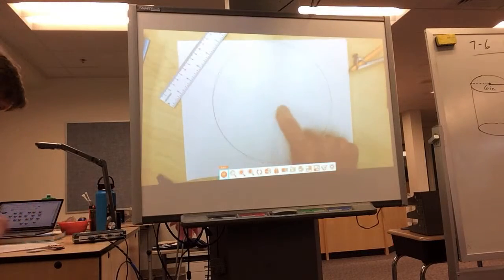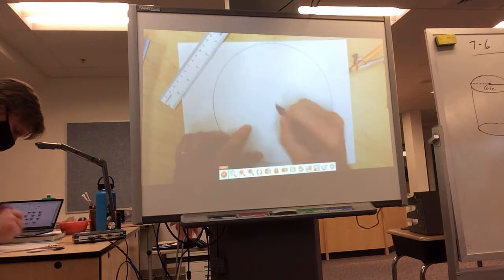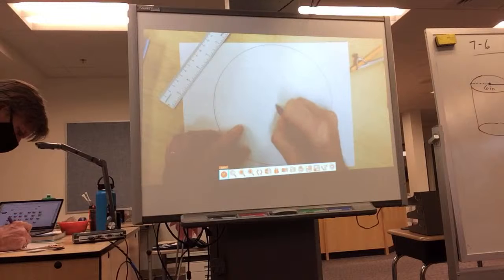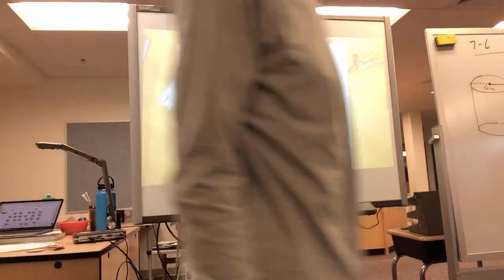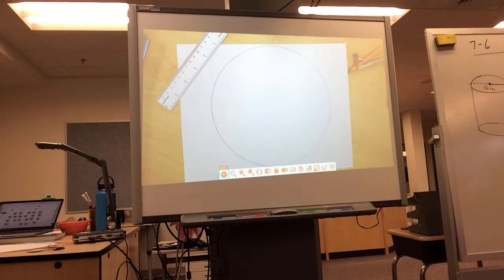And then, when you do this, make sure you mark the center. At least get a dot in the center of this thing. And then take your ruler, and I'd like you to draw a diameter.